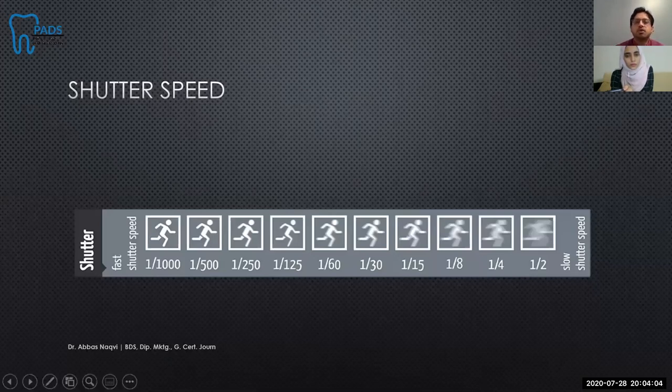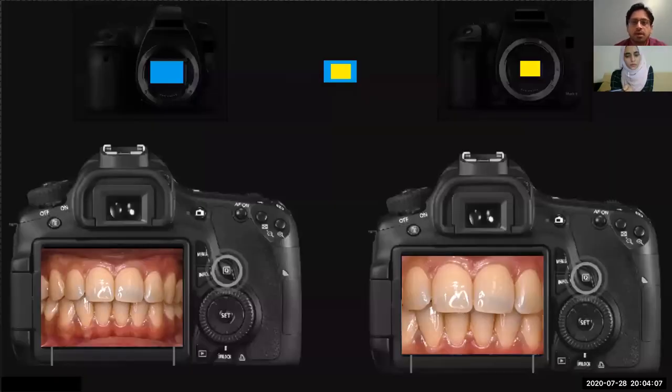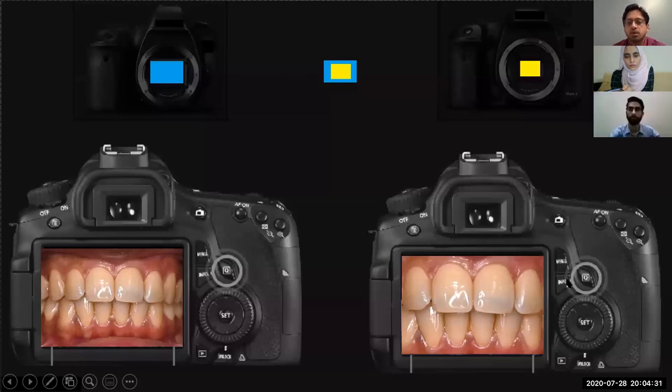This is the difference between the crop sensor and the full frame sensor. Remember, I was mentioning to you that there are two types of camera bodies, crop sensor and full frame. If you take a full frame camera, this is what your image looks like. For example, if you're using a 100mm lens, this is what the image looks like on a full frame. But if you put the same 100mm lens on a crop sensor, this is what your image will look like. Your 100mm lens will act like a 150mm lens.